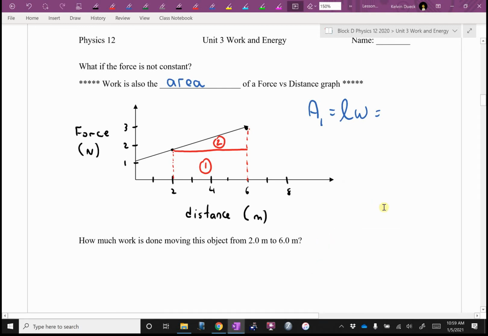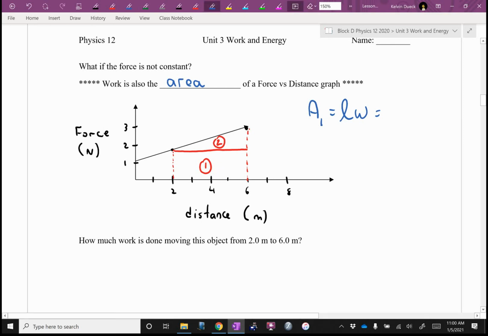Let's review, because we had a little break as we went out for the room cleaning. Work is also the area underneath a force versus distance graph. And you'll know, because they gave me a graph, and on the y-axis is force, on the x-axis is distance, and work is what times what? Force times distance. So it's kind of obvious that way. It's an integral if you're really being fussy, yes.